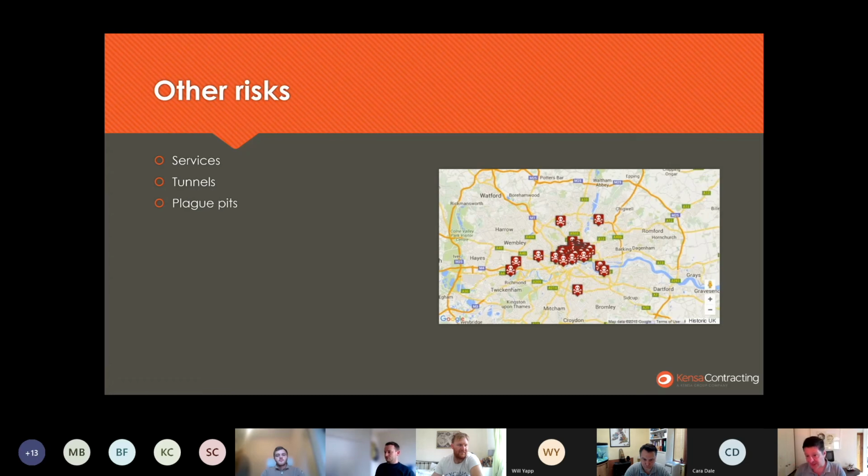Other things like plague pits, for example. Lots of the cities around the UK have got plague pits where the bodies of victims of the Black Death back in the day were buried, and they can be a hazard to drill through.